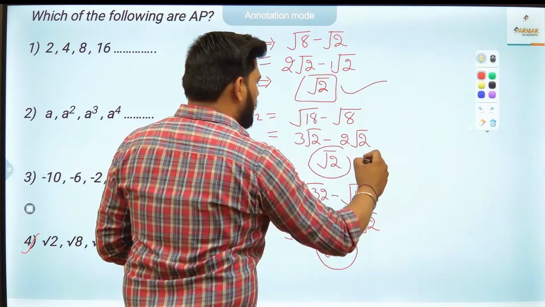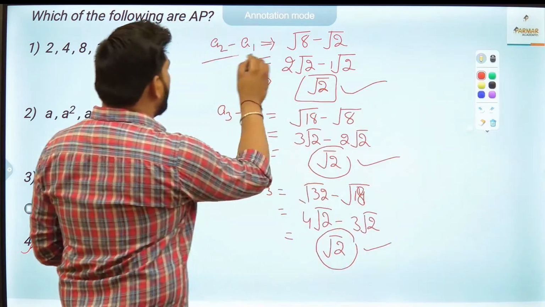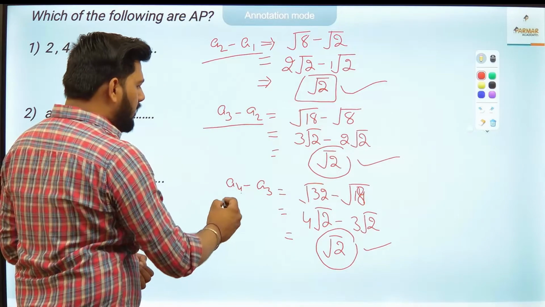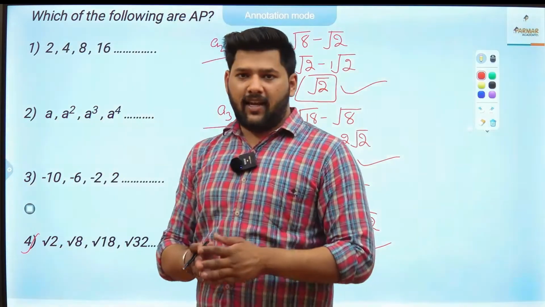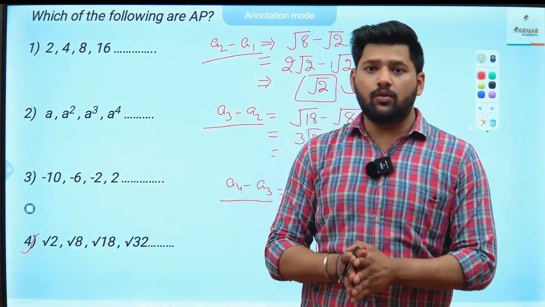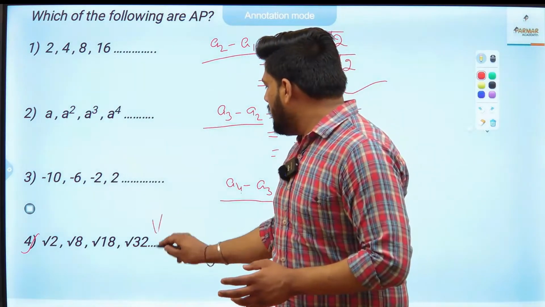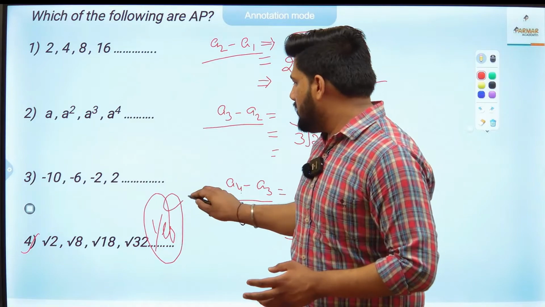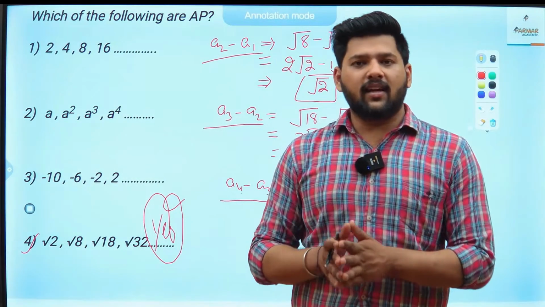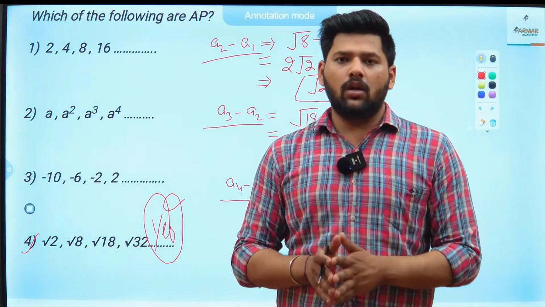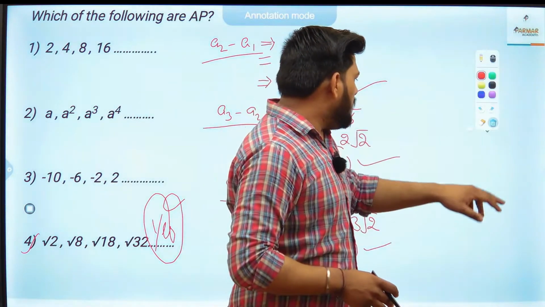So again, the difference between the second term and first term, third term and second term, fourth term and third term is the same in each case. The common difference is under root 2. So the fourth one is also an AP sequence. This is how we can check whether the given sequence is an AP or not. The next one.